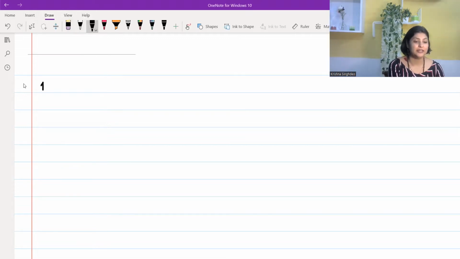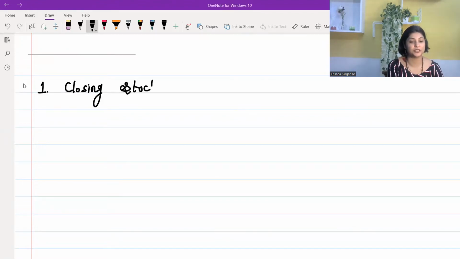Here is your adjustment number 1. Adjustment number 1 is very, very simple and most of the students can do it without any difficulty. This is closing stock. What about closing stock? Closing stock means the amount of stock which is lying in your warehouse at the end of the year, on 31st of March, whenever the year is getting closed. So this is called closing stock.